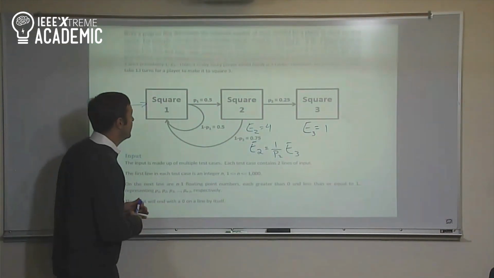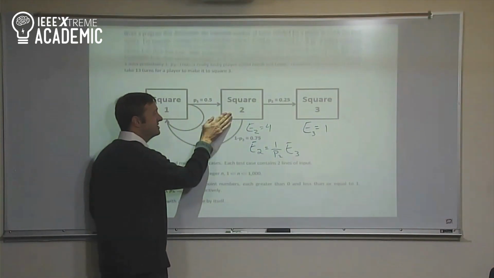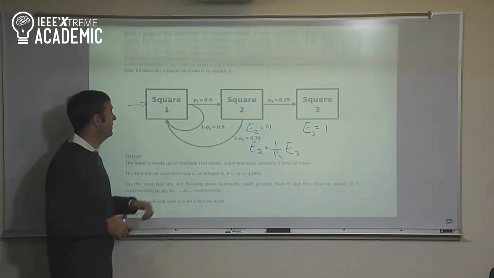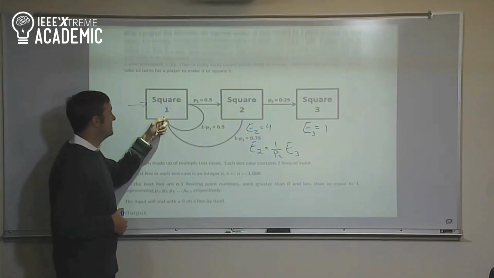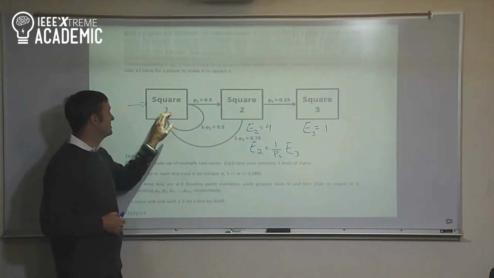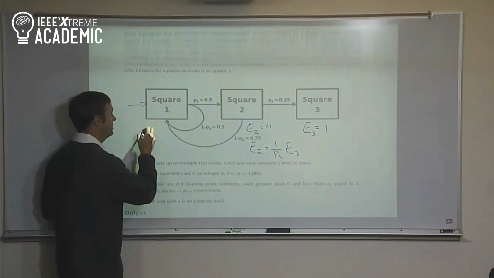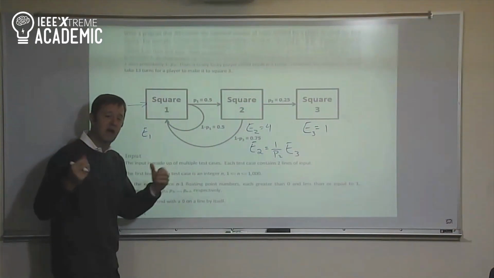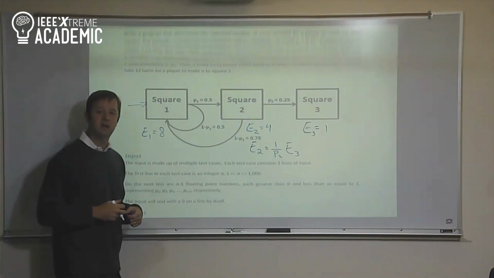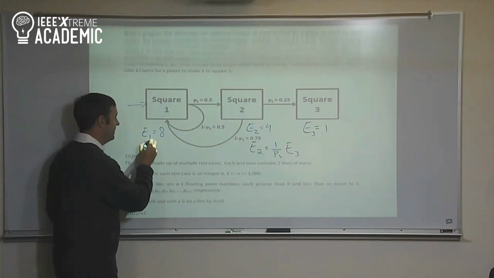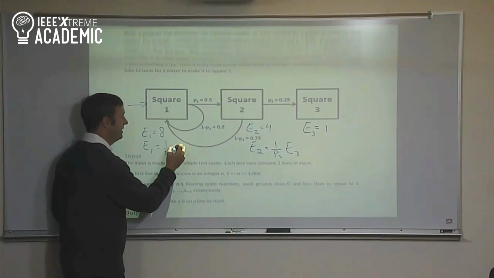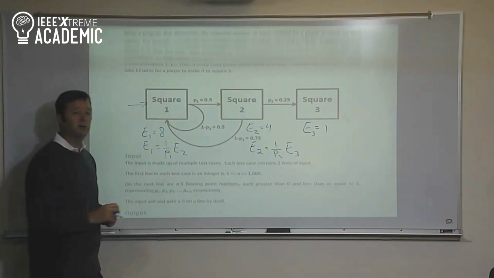Now similarly, if we need to get to square 2 on average 4 times in order to win the game, we're going to need to get into square 1 8 times, because only half the time that we're in square 1 do we end up going to square 2. So the expected number of times that we'd end up in square 1 would be 8, right? And the formula that we used to derive that was 1 over p sub 1 times E2.